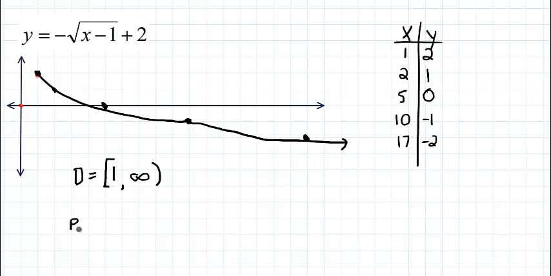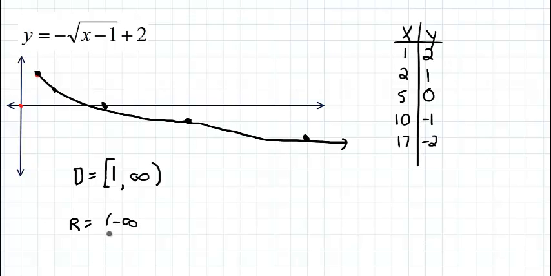Now, for our range, what's our lowest value for y? How far down can my y values go? If you continue to put in x values right here, you notice that our y values would continue to get smaller and smaller and smaller. So that means our lowest y value will be -infinity, because it'll never stop.